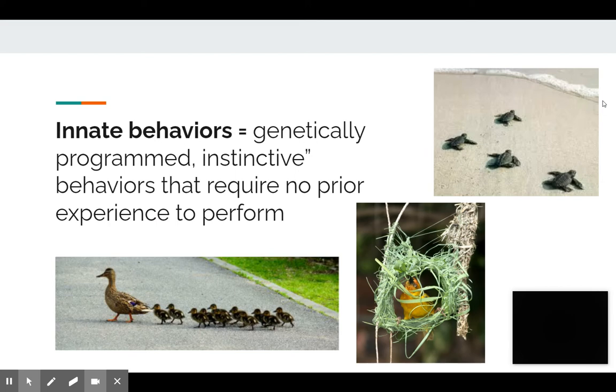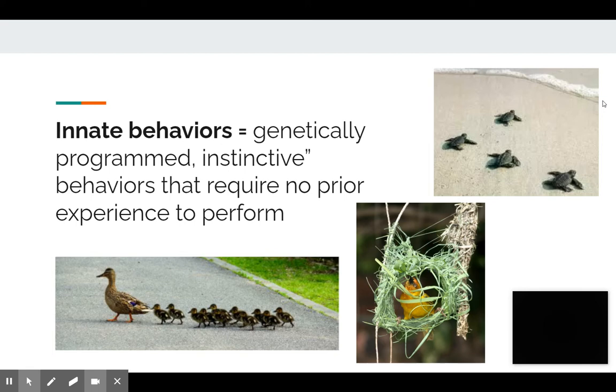We can talk about what are called innate behaviors. These are what we think of as kind of instinctive behaviors. They're things that are programmed in an organism's DNA, and so they know how to do it from the instant they're born. Things like those little turtles up in the top of the screen automatically know how to go to the ocean the instant they're born. Nobody needs to teach them.